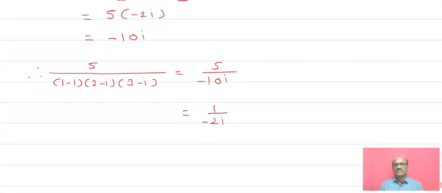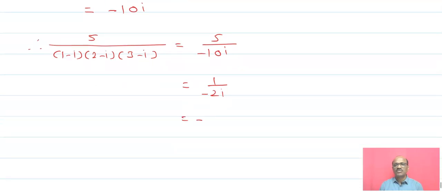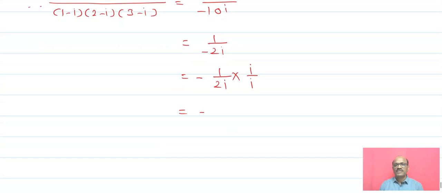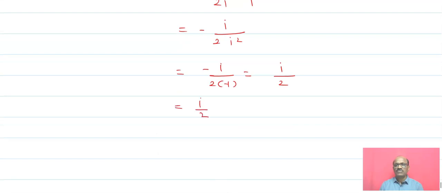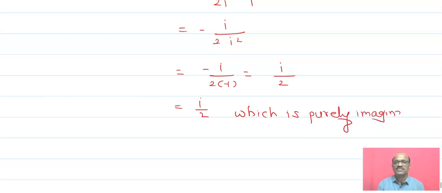Now simplify this. 1 upon minus 2i, multiply numerator and denominator by i. Therefore, you will get i upon minus 2i square. I square is minus 1, and that is equal to i upon 2, which is purely imaginary, and hence it is proved.